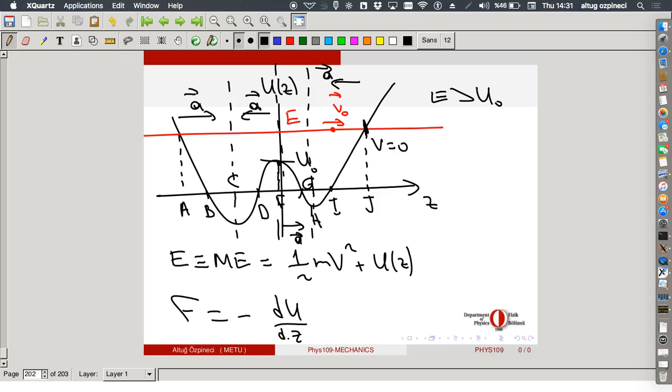So this is what's called a turning point. My object first moves in that direction. When it reaches that point, it just turns around. That's what we mean by this turning point.